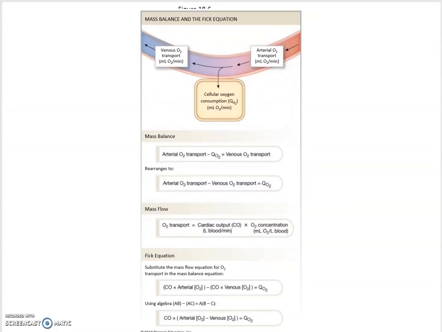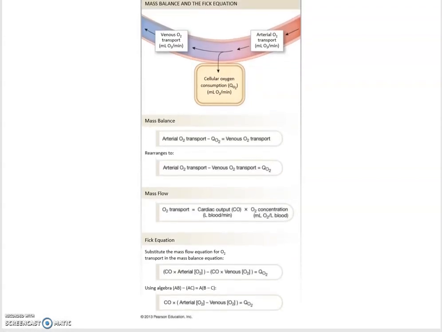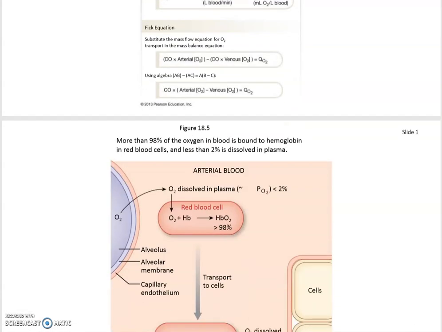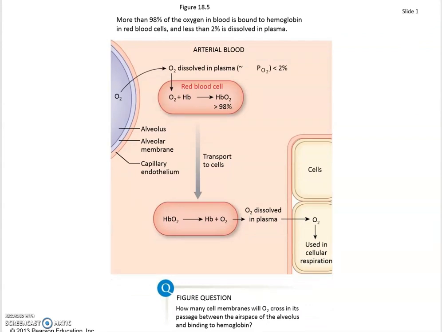You can take a look at this, and you will not be required or asked by me to calculate any of these items. If you like, you can take a look at this slide, but it's not really necessary. What's important to understand is that the vast majority of oxygen that diffused from the lungs into the blood is bound to hemoglobin.